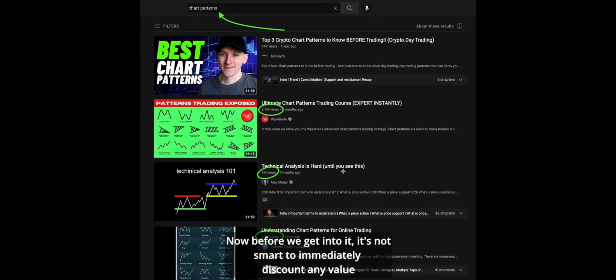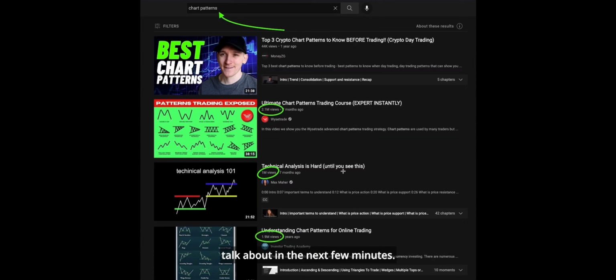Now, before we get into it, it's not smart to immediately discount any value that these patterns may have, because that can lead you to becoming myopic. Meaning, if you just think bull flags always break down instead of up, or an ascending triangle doesn't break upwards, it breaks down more often than not, whatever, it can lead you to having gaps in your analysis. You won't take a head and shoulders into account, when in fact a head and shoulders is actually a fairly useful pattern, which you'll see me talk about in the next few minutes.